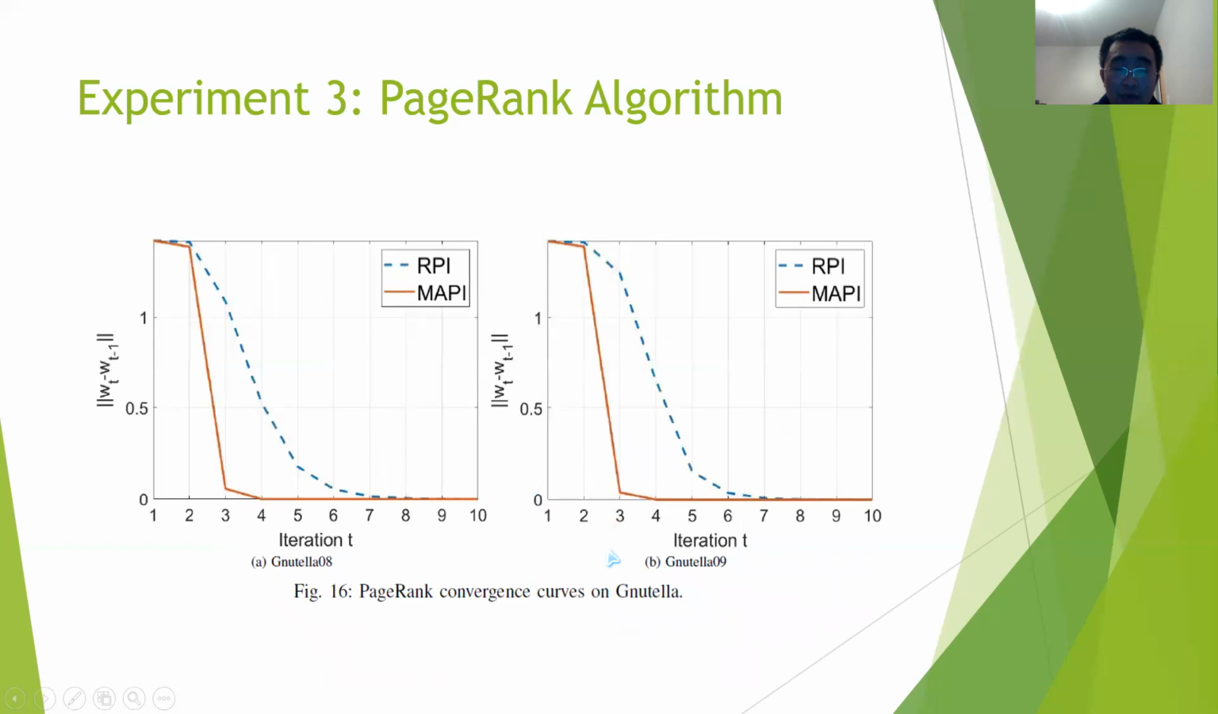We also tried the Gnutella dataset. Because the previous dataset only has 4 nodes, this one has thousands of nodes. And you can see that our method also works faster, converges faster than the regular power iteration.